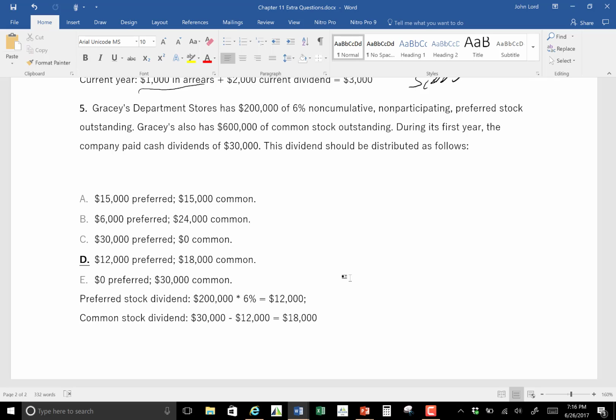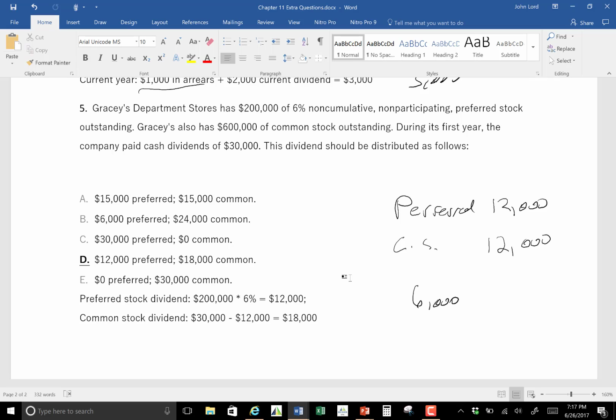If they were participating, if this problem said they were participating, what we would do is give the preferred shareholders their 12,000. Then we would catch up our common stock people and give them 12,000. So now each got 12,000, and they got caught up. Out of the 30,000, 12,000 and 12,000 are paid, so there's 6,000 left.